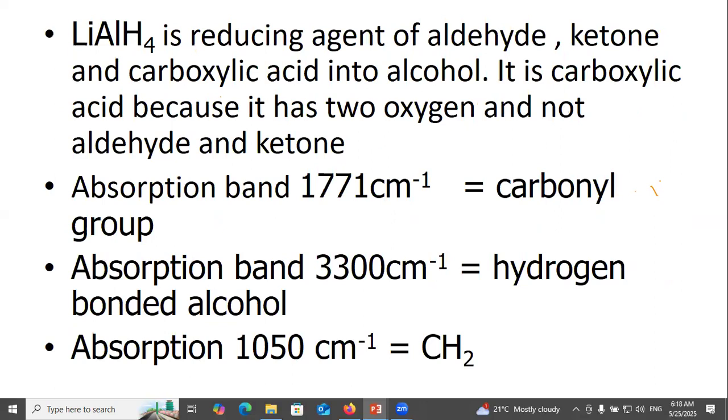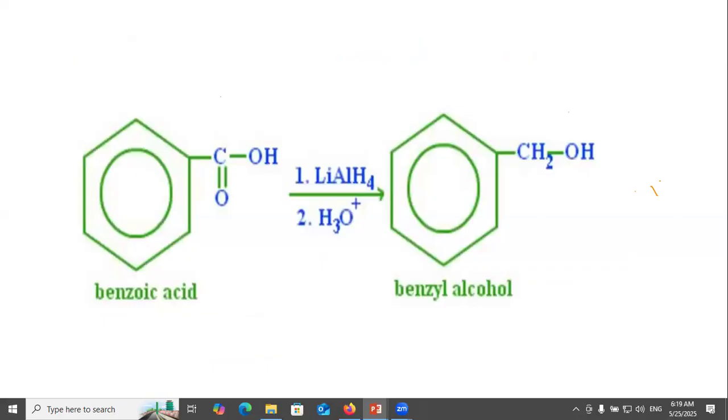Lithium aluminum hydride is the reducing agent that reduces aldehydes, ketones, and carboxylic acids into alcohols. It is a carboxylic acid because it has two oxygens, not an aldehyde or ketone. Absorption band 1771 per cm is the carbonyl group. Absorption band 3300 per cm is the hydrogen bonded alcohol. Absorption at 1050 per cm is the C-O stretch. So the structures are benzoic acid and benzyl alcohol.